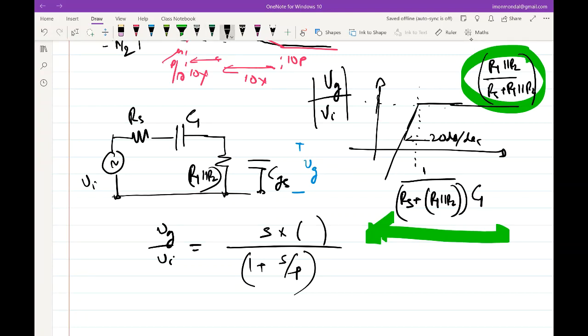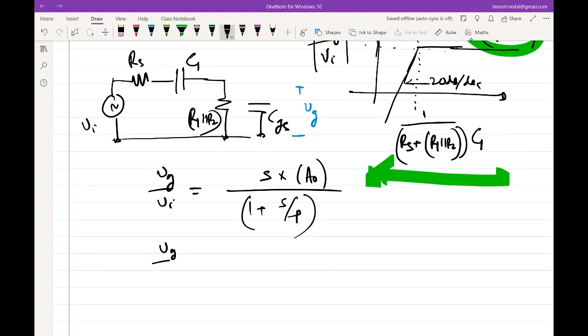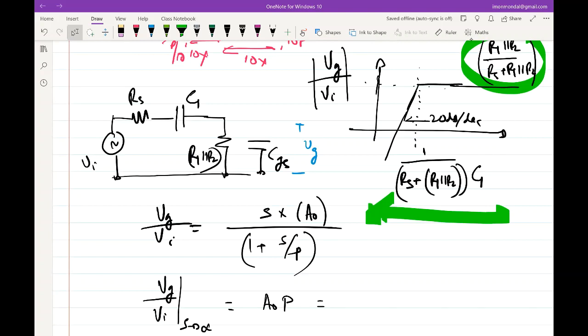So if I put S equal to infinity, and I call this, let's say, A naught, what should A naught be? Vg over Vi will be A naught times P, which, from the plot, is R1 parallel R2 by something. So P we know, so we know A naught, right? What to put in the bracket. The reason I am spending time on this is that it will be helpful when we have multiple transfer functions put together, and we would like to figure out the coefficients by looking at the plots instead of writing out the full-blown equations.